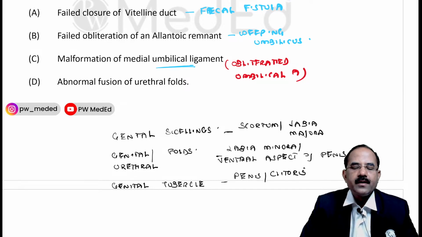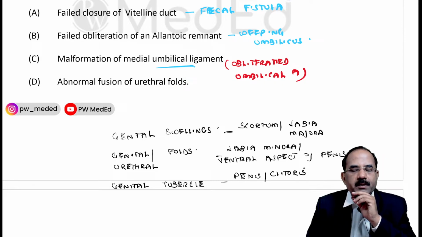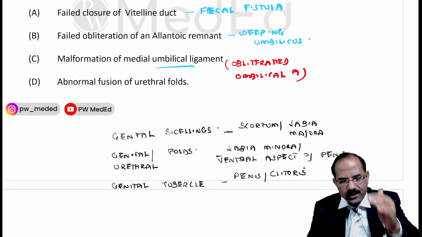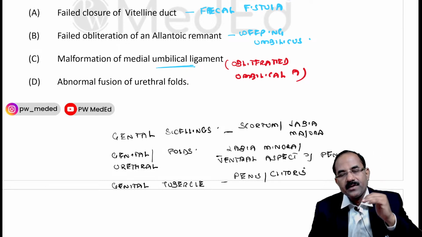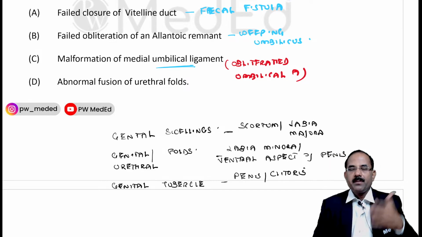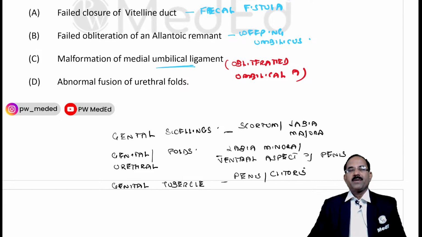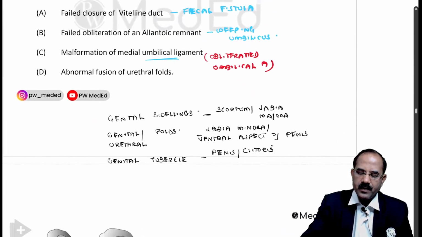Clear, students? So look here, once again, this is a very important MCQ. Just remember this. Genital swellings form the scrotum or the labia majora. Genital folds form the labia minora and the ventral aspect of the penis. And the genital tubercle forms the penis or the clitoris. Is this clear to all of you?